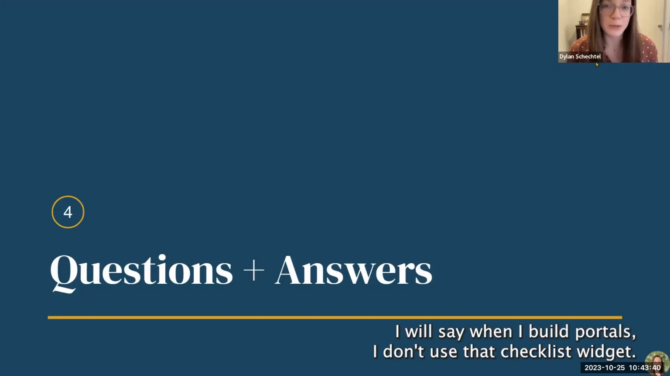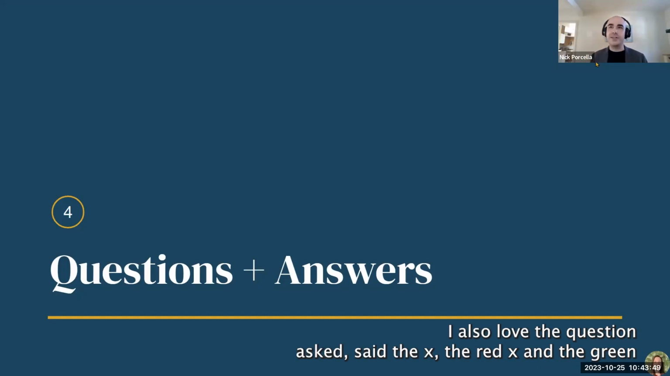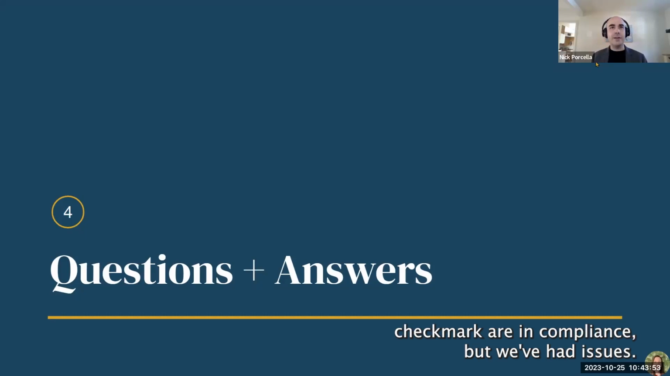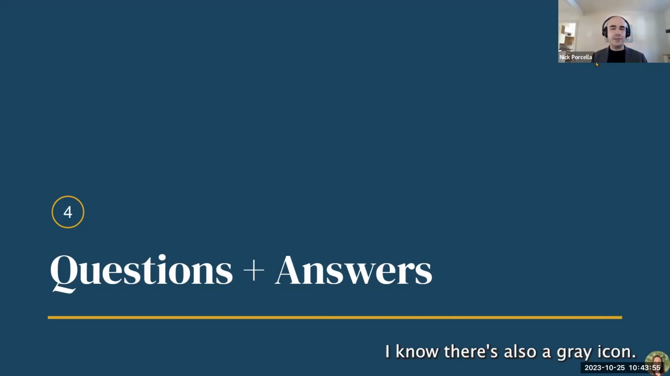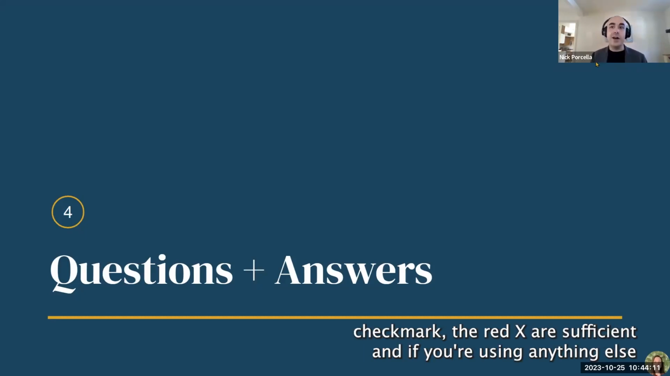I will say when I build portals, I don't use that checklist widget. Nick, do you know more about this? It's a great question. I also love the question. So the red X and the green check mark are in compliance, but we've had issues. I know there's also a gray icon. It's either an X or a lock symbol in some cases. The gray one is not in compliance. I do believe there is a way through the branding editor or the file editor to update what those show as, but usually the green check mark and the red X are sufficient.